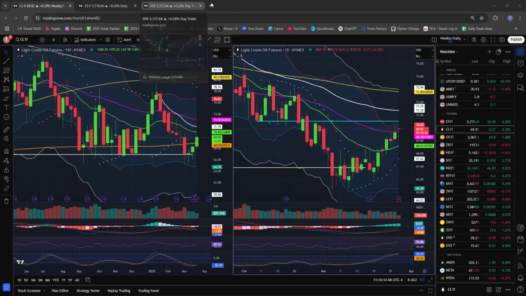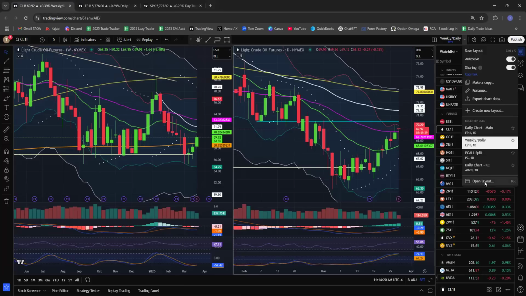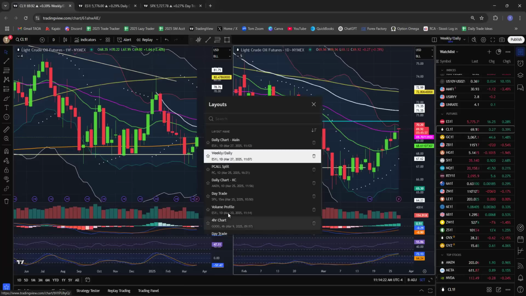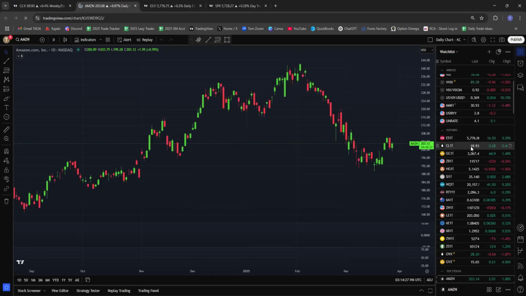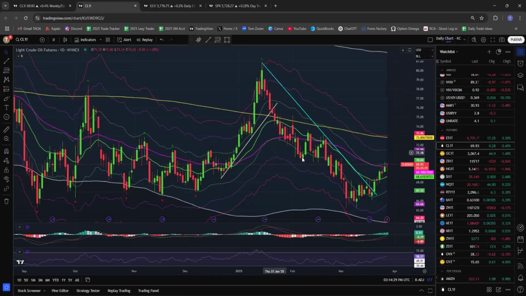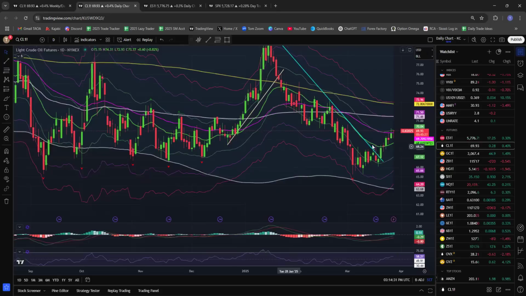And if we look at the chart here, if we look at the daily chart with the Keltner channels on it, let's get oil up on here. We looked at this the other day.